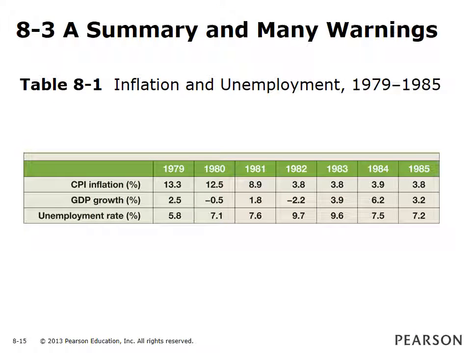Table 8-1 shows the behavior of inflation and unemployment from 1979 to 1985. Inflation, as you can see, was very high in 1979. To bring it down, Paul Volcker, chairman of the Federal Reserve, implemented contractionary monetary policy to slow down the economy. Unemployment had to be higher than the natural rate by just as much as equation 8.10 predicted.